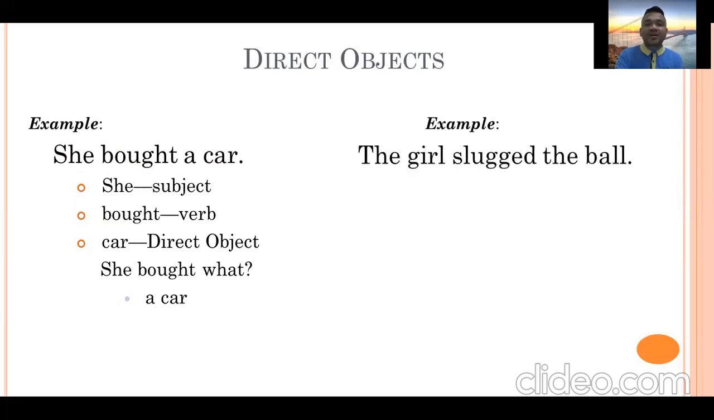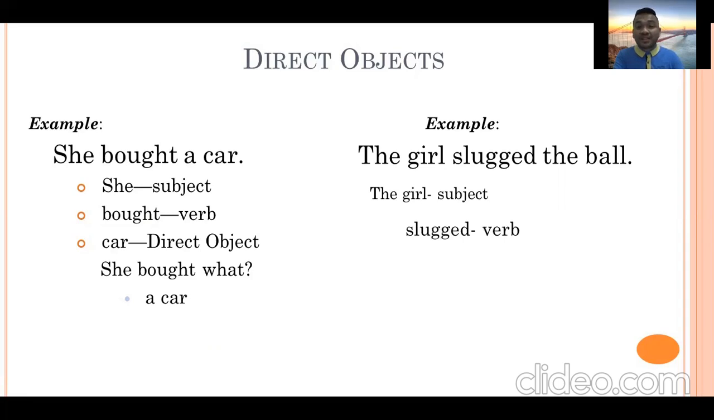Another example. We have here, the girl slugged the ball. Again, the girl slugged the ball. Let's identify the subject, the verb, and the direct object. Could you tell me what is the subject in this particular sentence? Girl, great job. And what do you think is the verb? Slugged, amazing. And slugged what? The ball. So can you tell me now the direct object? Captivating.